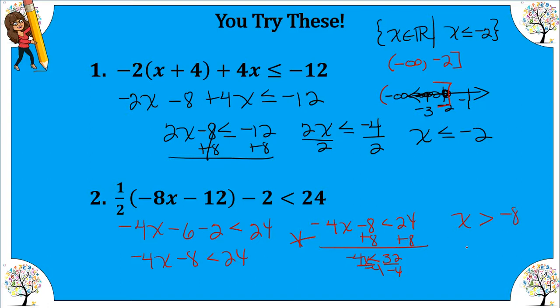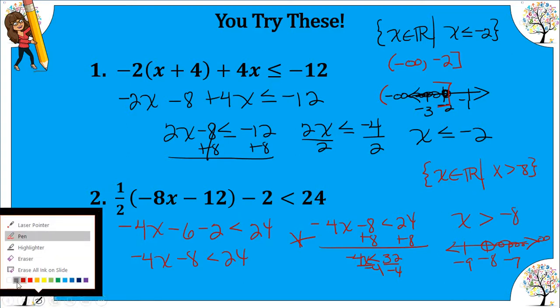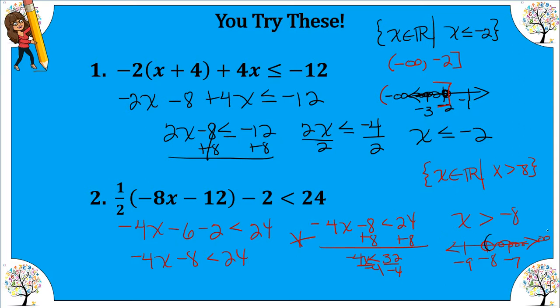I reversed the inequality, and so we're going to graph this. We have negative 8, negative 7, negative 9. Our solution does not include negative 8, and it's everything to the right going toward positive infinity. My set builder notation is x is an element of the real number system such that x is greater than negative 8. And then we have our interval notation. It does not include negative 8, and we go all the way to positive infinity. And so we're going to have negative 8 all the way to positive infinity, so 2 parentheses.